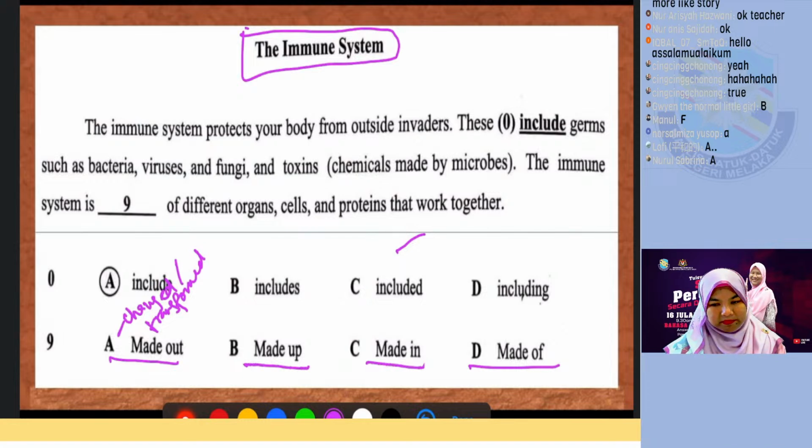While B, made up, has a similar meaning to consists of.